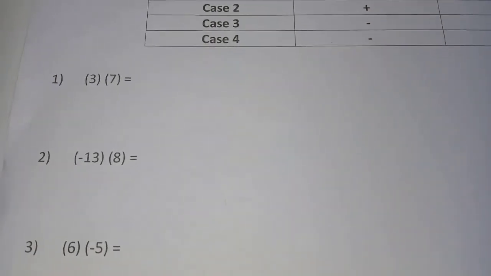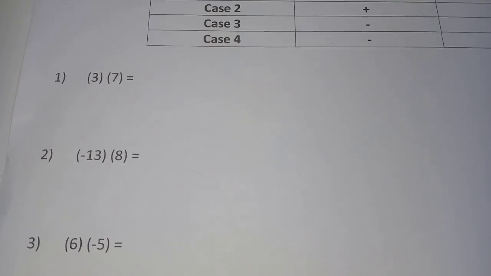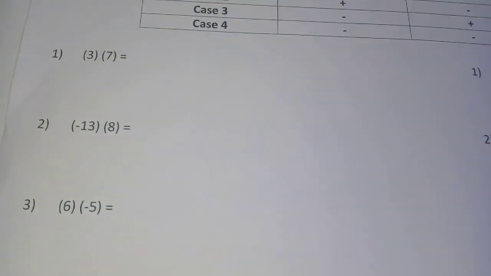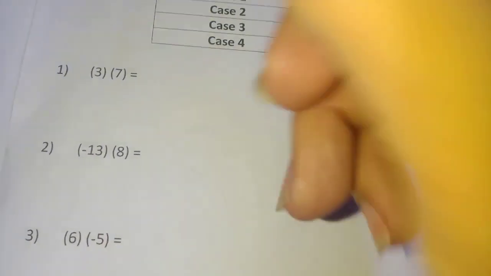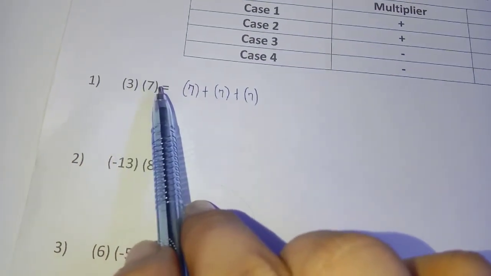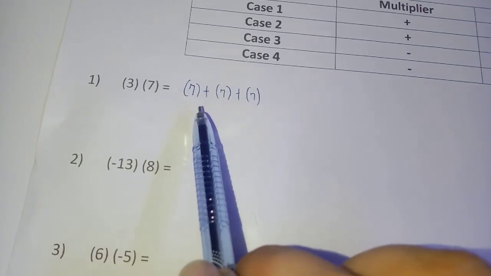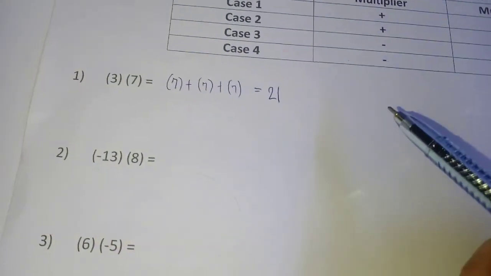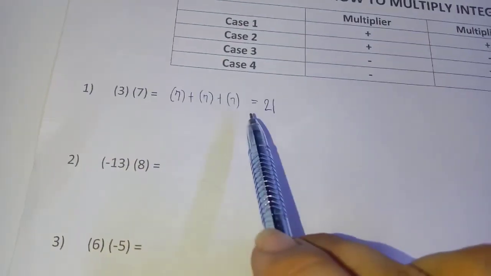Let's say, for example, number 1, we have positive 3 times positive 7. Alam naman natin that multiplication is a repeated addition. So, pwede natin siyang gawing addition sa mga nahihirapan at hindi alam kung ano ang 3 times 7. 3 times 7 is also the same as 7 plus 7 plus 7. So, we have 3 sevens. 3 times 7 is also the same as 7 plus 7 plus 7, and that is 21. That's the answer. 3 times 7 is equal to 21.